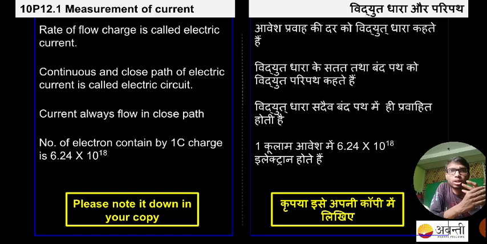The number of electrons contained by 1 coulomb of charge is how much? This much, 6.24 multiplied by 10 raised to the power 18. If we remove the decimal, then what will it be? 6 2 4, then 16 zeros after 6 2 4. After 6 2 4, this many electrons are equal to 1 coulomb.